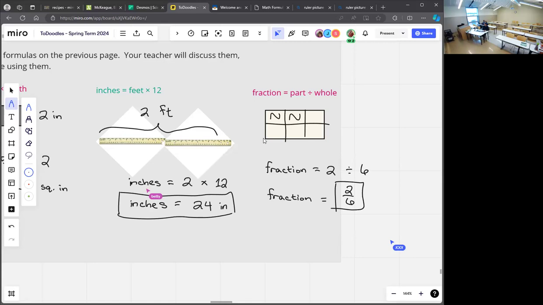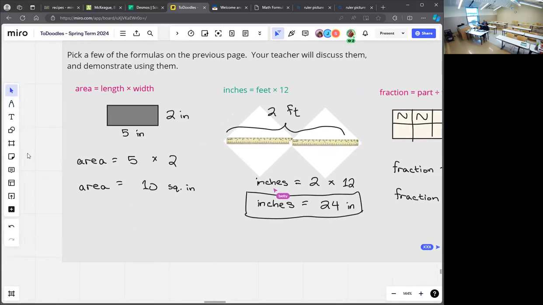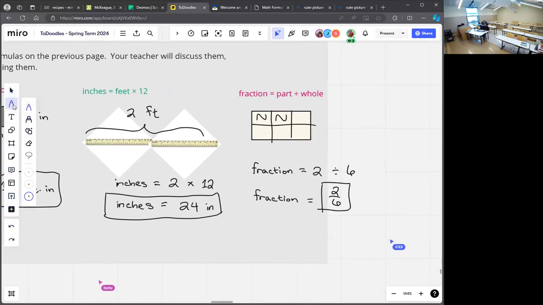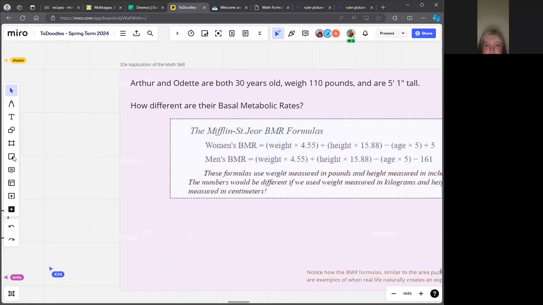So in all of these, the point I'm trying to make is that the label on the left side of the equals isn't something I do anything with. All the work happens on that side. On these, inches is just where the answer goes, all the work happened here. Fraction is just labeling the answer, all the work happened here. Okay, so far? Yes. Yeah, okay.